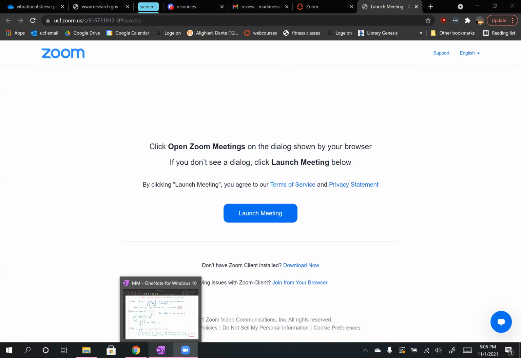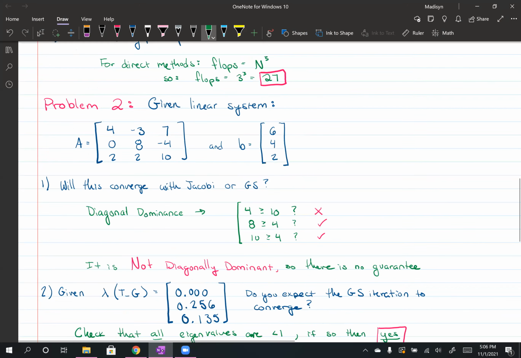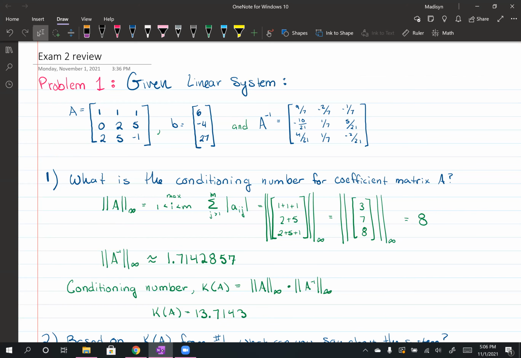I'll check my screen. Okay. So starting from the top, example problem 1. So there's going to be 3 major questions in this exam. The first one's going to be about direct methods of solving systems of equations. Number 2 is going to be iterative methods for solving systems of equations. And number 3 is going to be iterative methods for solving nonlinear systems of equations.